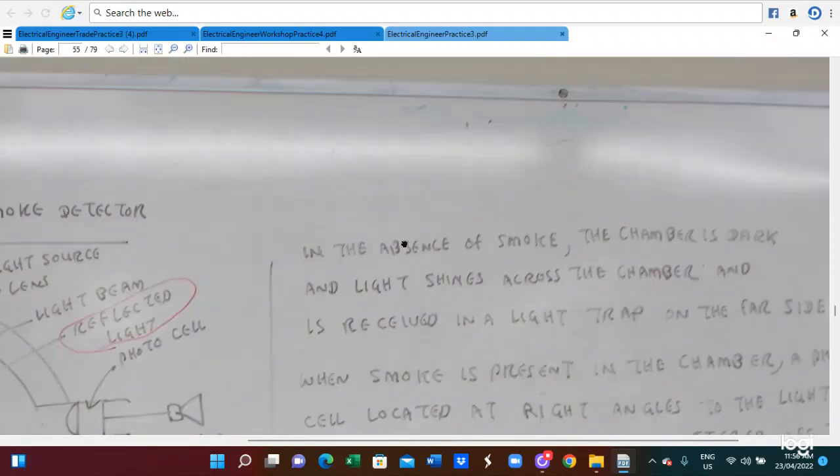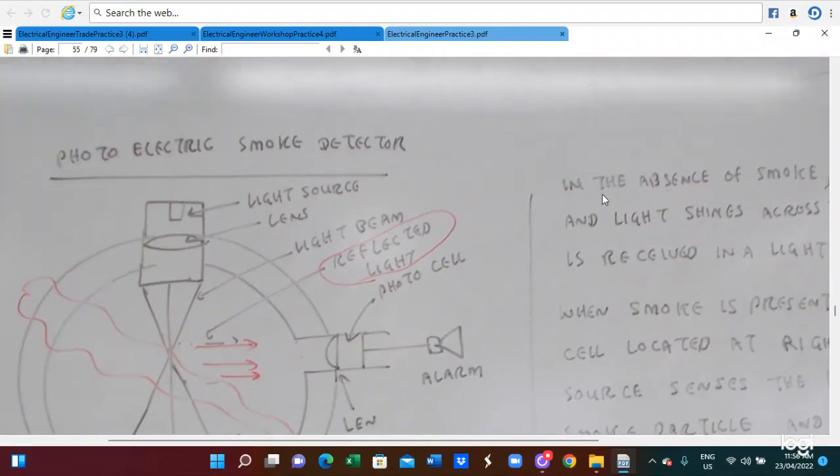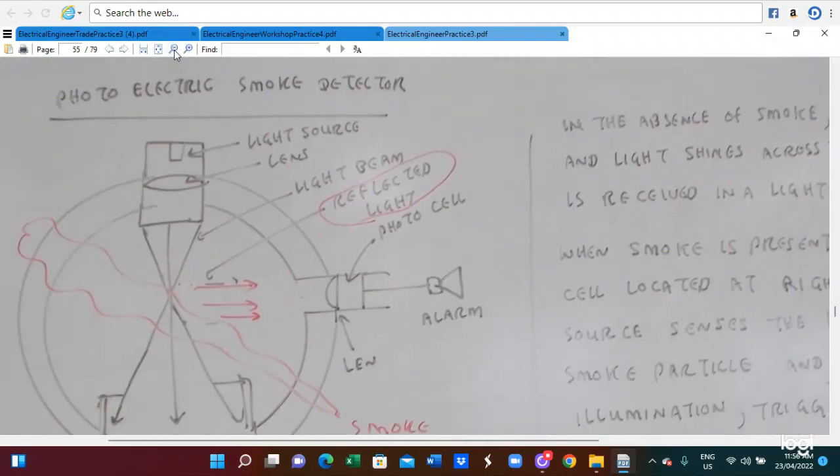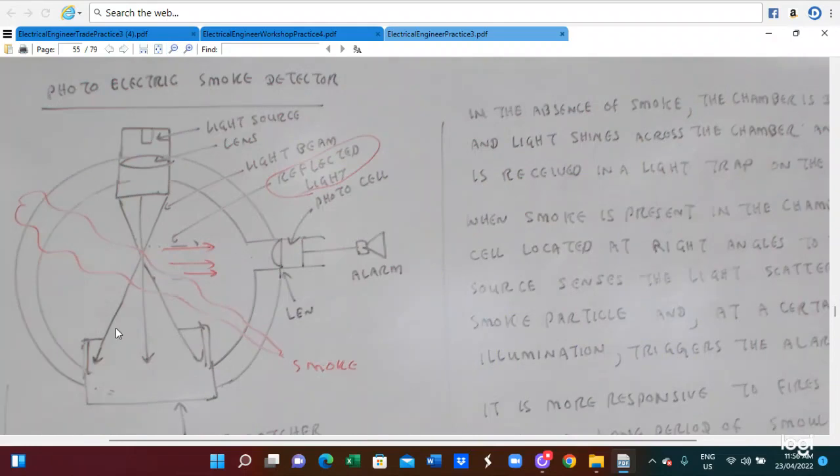So this is the photoelectric smoke detector connection system here. This is a photo cell, and the light source. If any smoke comes in, the electrical current flows, then it sounds the alarm.